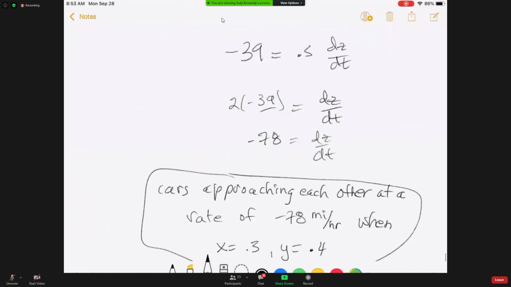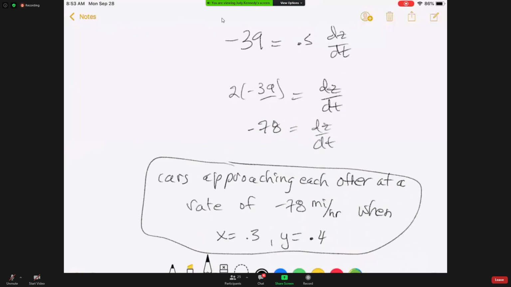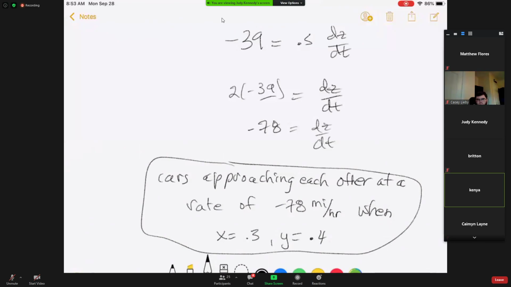Yes, I have one. Whenever you got negative 39 is equal to 0.5 dz/dt, and then it went to 2 times negative 39 equals dz/dt, what happened right there? Well, 0.5 is the same thing as 1/2, and that means I should multiply both sides of the equation by 2 to get rid of the 0.5. It would be the same thing as dividing 39 by 0.5. Exact same thing. Okay, I got it.